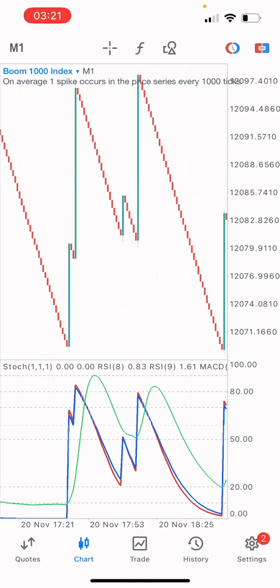Give it a try in Boom and Crash, and let me know how it works in the comment section. This is an indicator-based strategy.